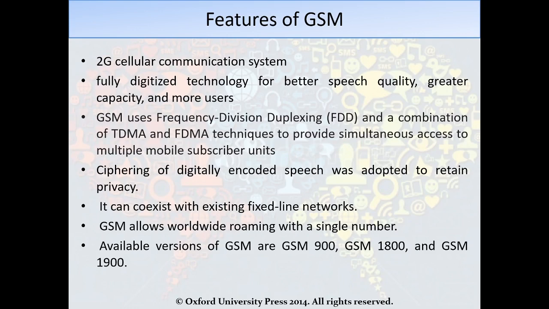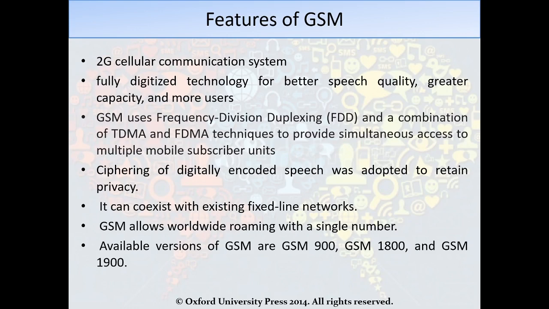So that's the 2G cellular communication system. It's a fully digitized technology which was offering much better speech quality, right? You sample your speech signal, digitize it, quantize it, and then transmit this voice data, and it was able to provide greater capacity and more users. It used frequency division duplexing. As you're aware, there is the uplink and the downlink between the mobile subscriber and the base transceiver station, and the reverse link between the BTS and the mobile station.